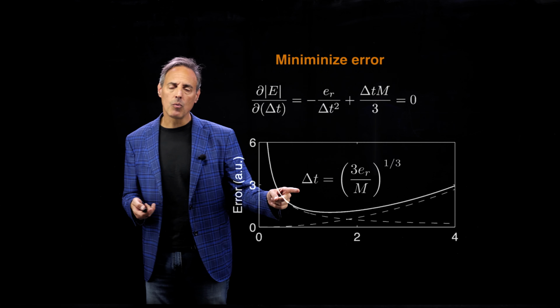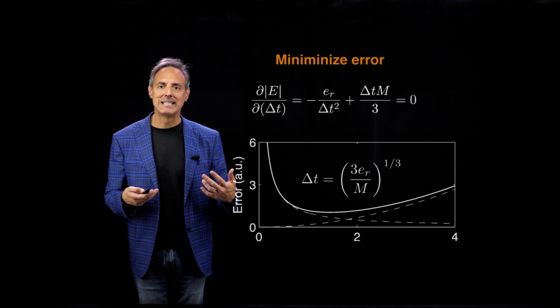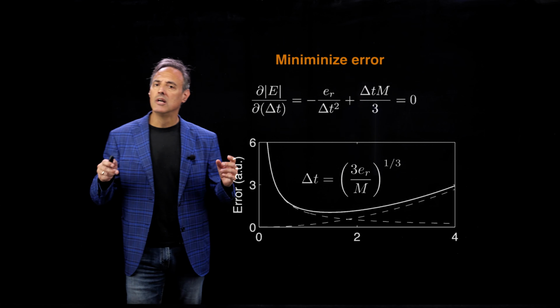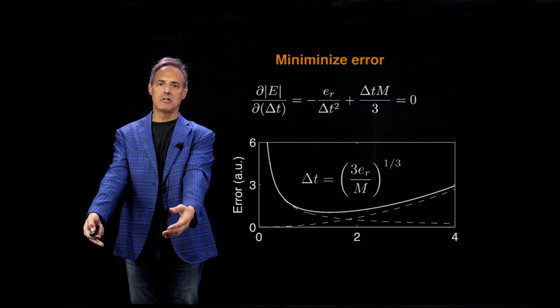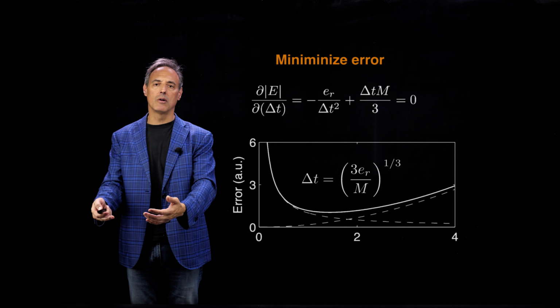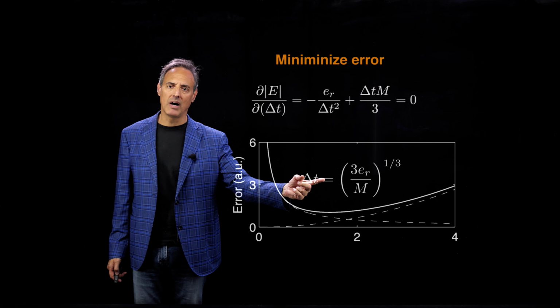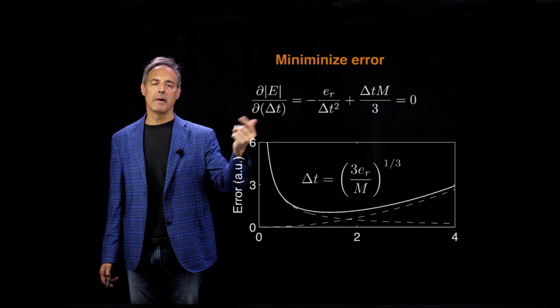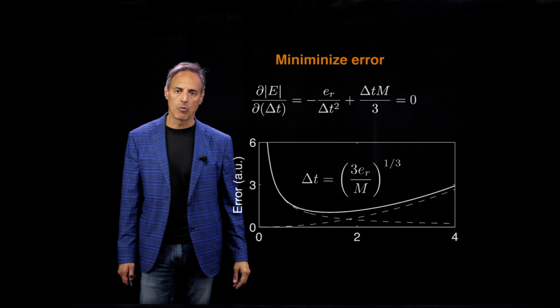So for this scheme, you would never want to take a delta t smaller than 10 to the minus 5. In other words, you can't just simply push delta t towards 0, making it smaller and smaller, because once you get below 10 to the minus 5, your error is going to start going back up simply due to numerical round-off.